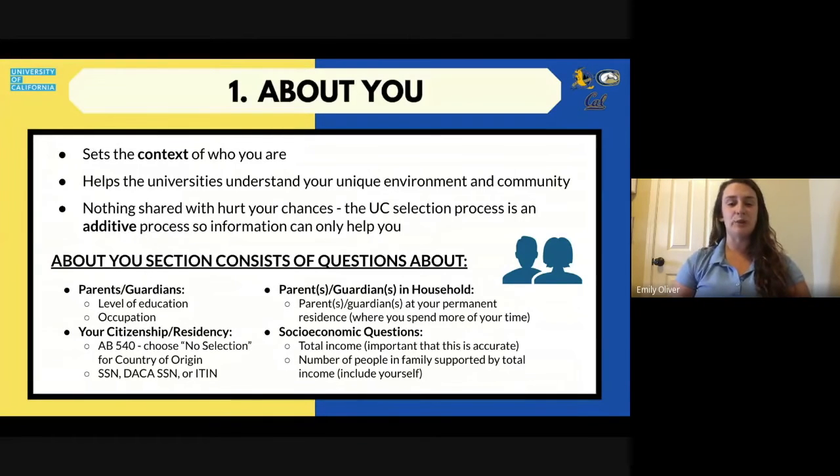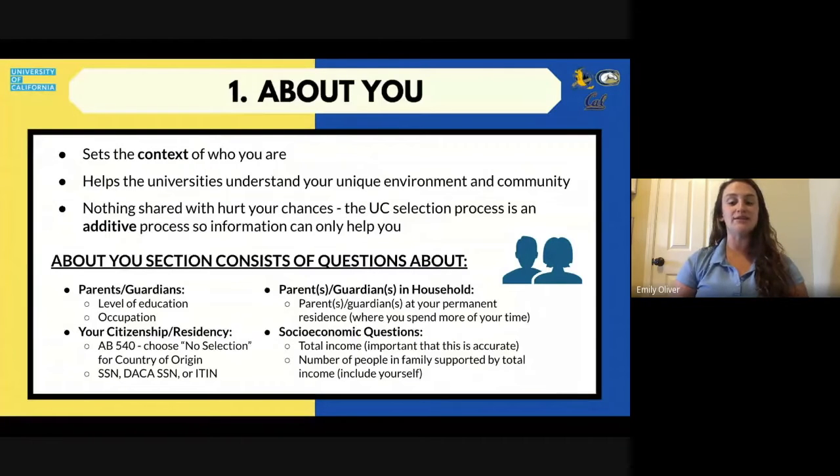It will also ask you about parents or guardians of the household. It's going to ask you the parents or guardians at your permanent residence where you spend more of your time. So I know it can get a little tricky when students are split between multiple households. So it's really where you spend most of your time. And that's where you're going to report the income for the household as well. They're going to ask you for the total income, and it is important that this question is answered accurately. One way that you can find out this information is by asking your parents or guardians to view their annual gross income on their tax forms.